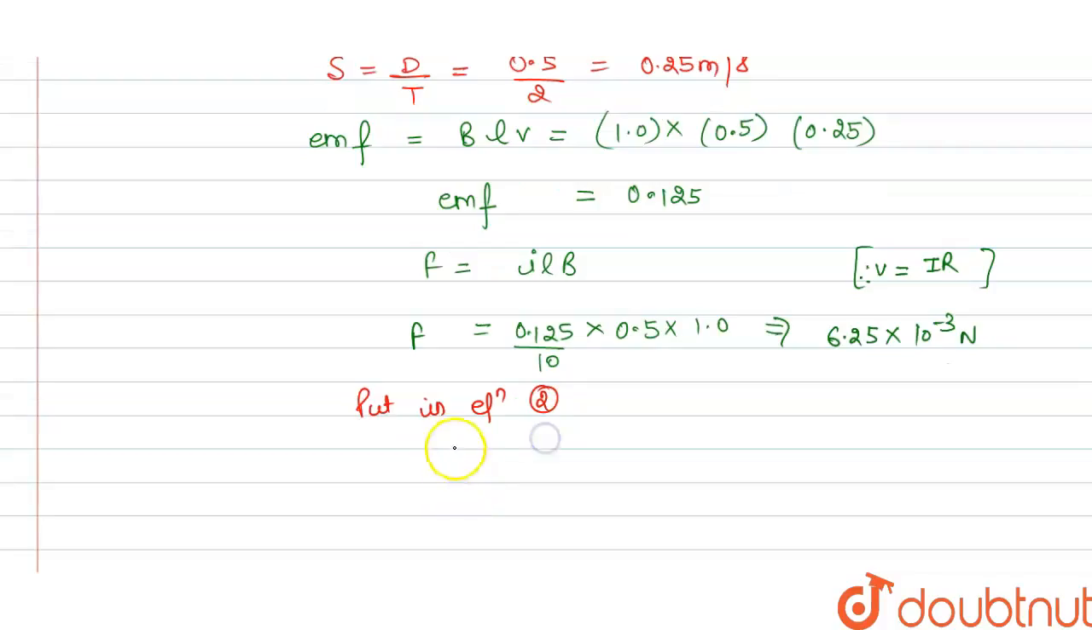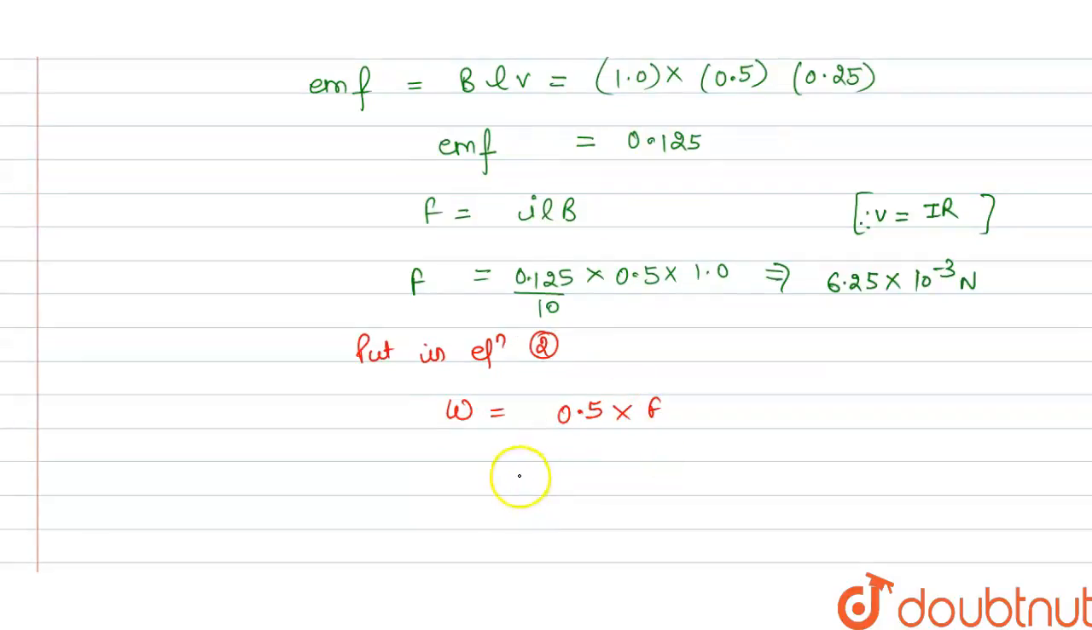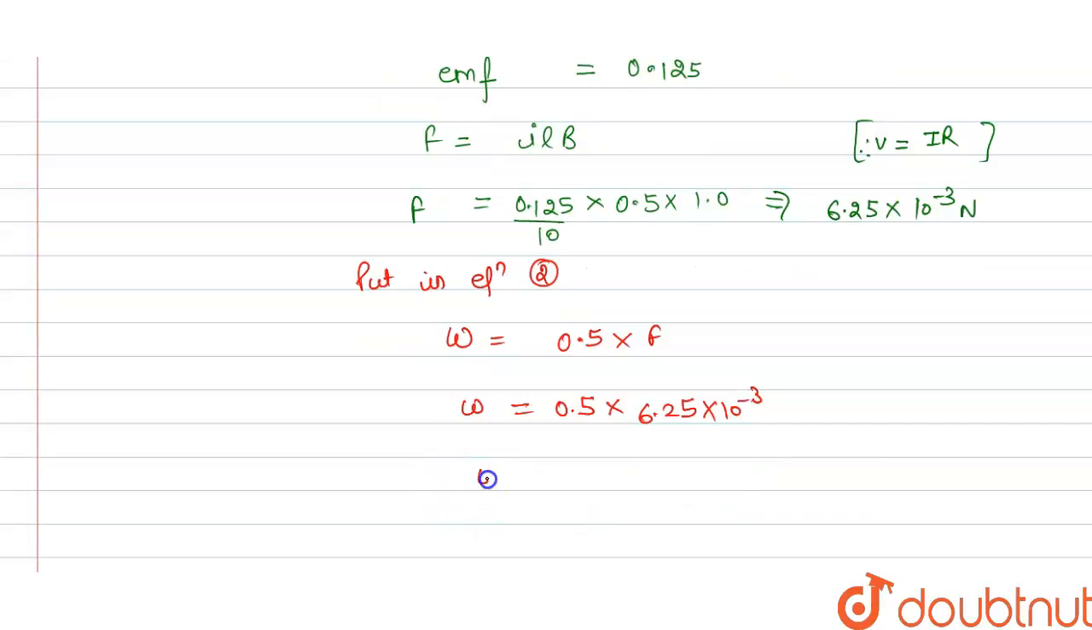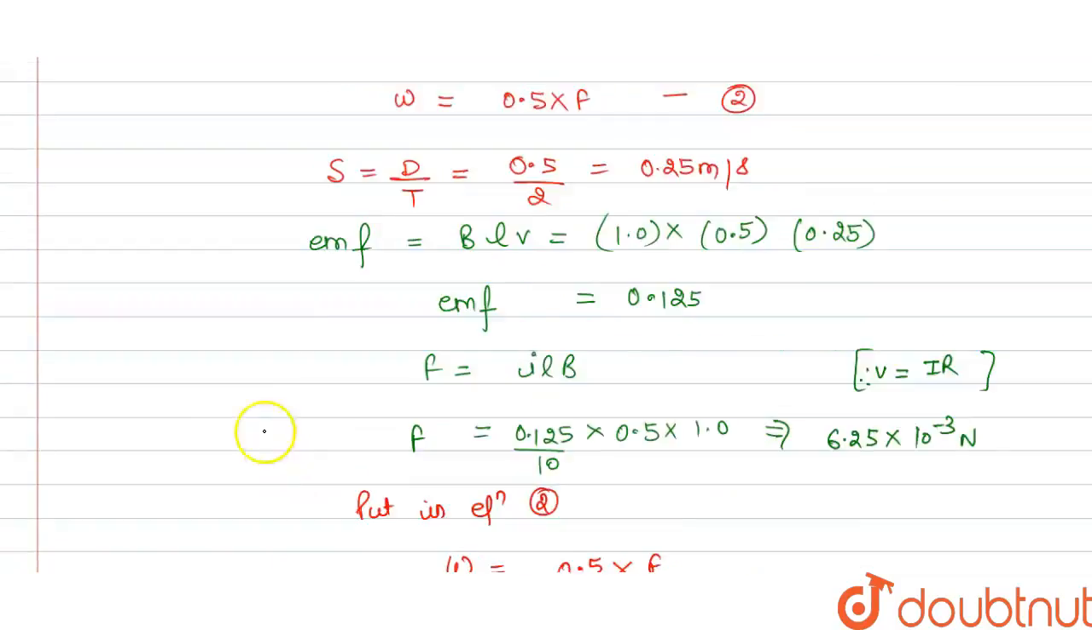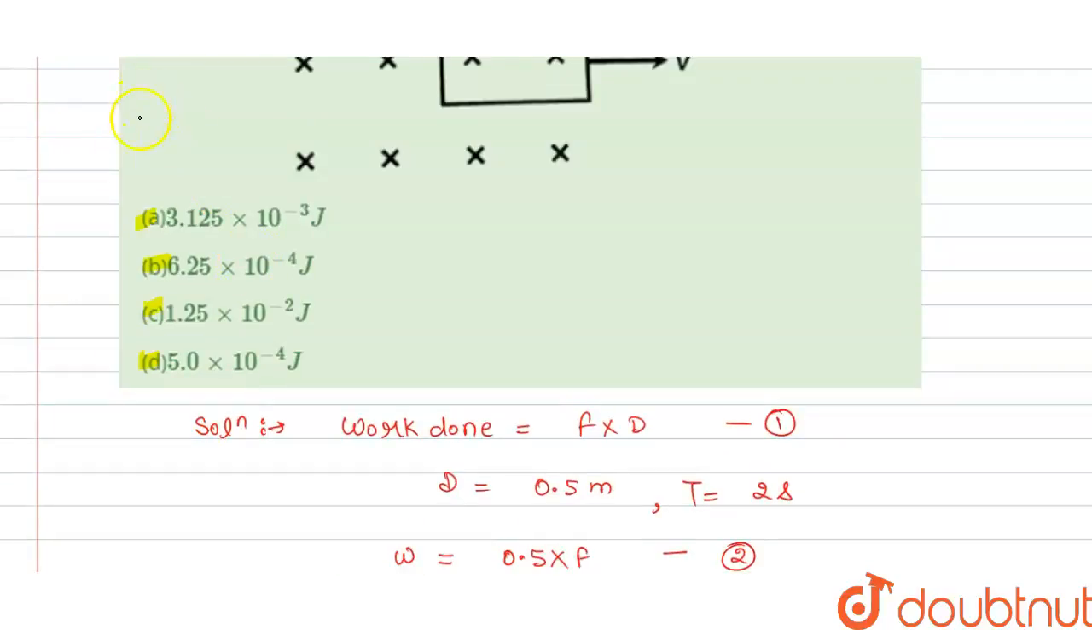we get work done is equal to 0.5 into F, and this will be 0.5 into 6.25 into 10 power minus 3. So from this we get work done is 3.125 into 10 power minus 3 joule. And this is the answer for this question. Now we check which option is correct here. So option A is correct.